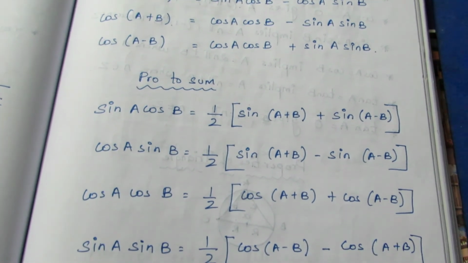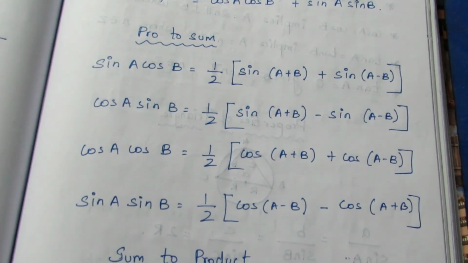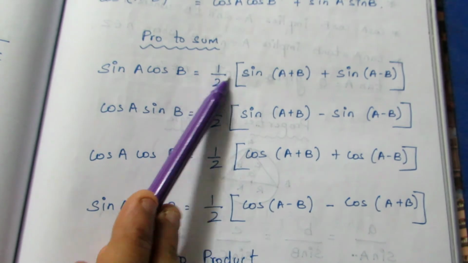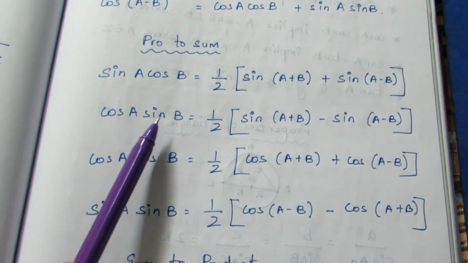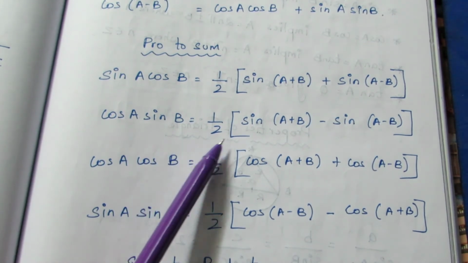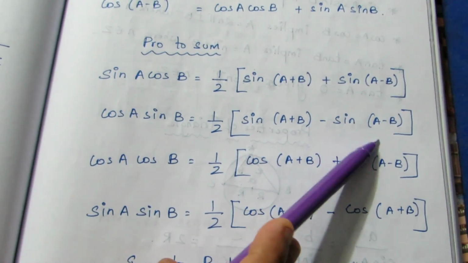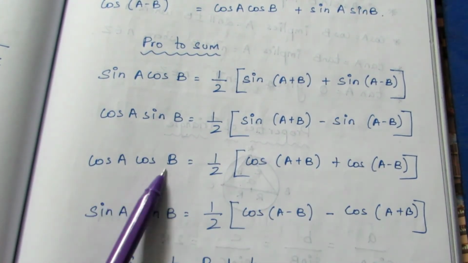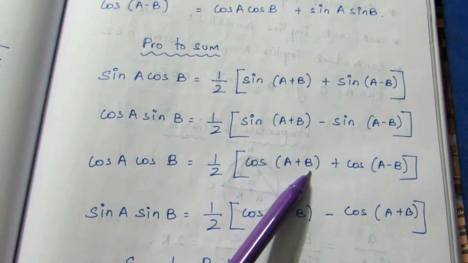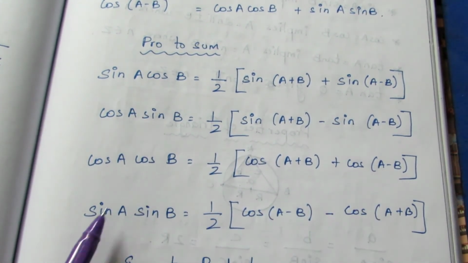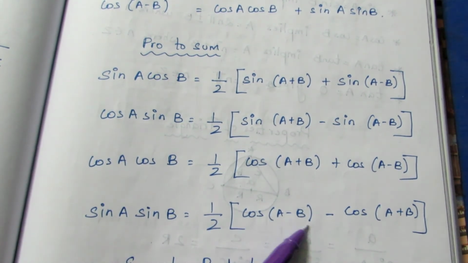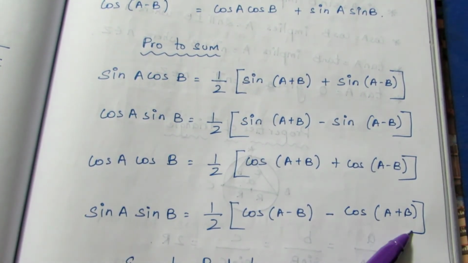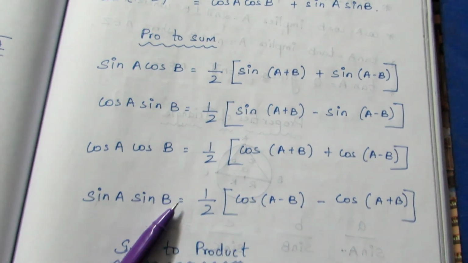Now just have a look at the formula. Sin A cos B is equal to half into sin(A+B) plus sin(A−B). Similarly, cos A sin B equals half of sin(A+B) minus sin(A−B). Cos A cos B equals half of cos(A+B) plus cos(A−B). Sin A sin B equals half of cos(A−B) minus cos(A+B). No need to mug it up, just have a look.